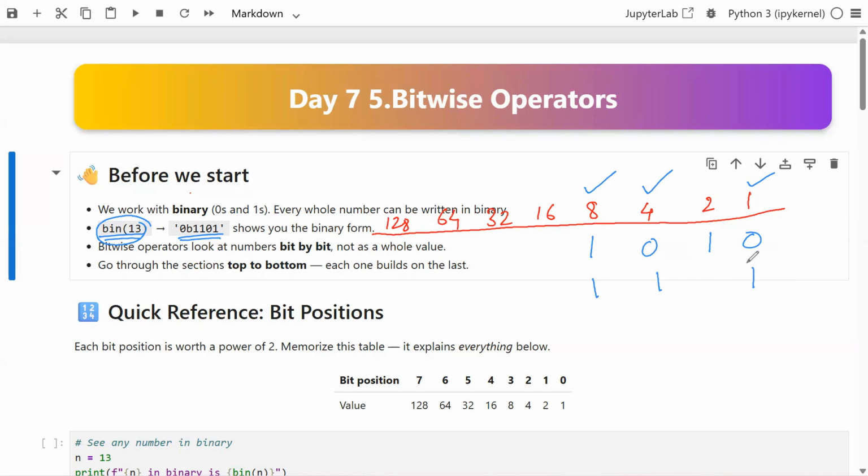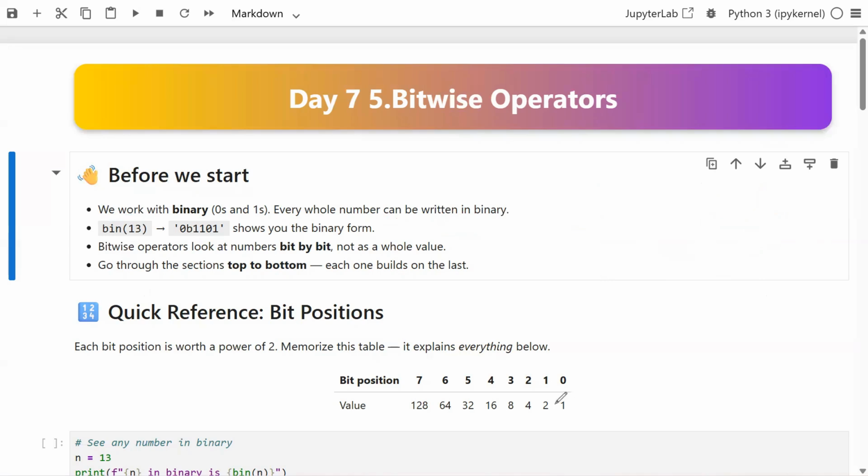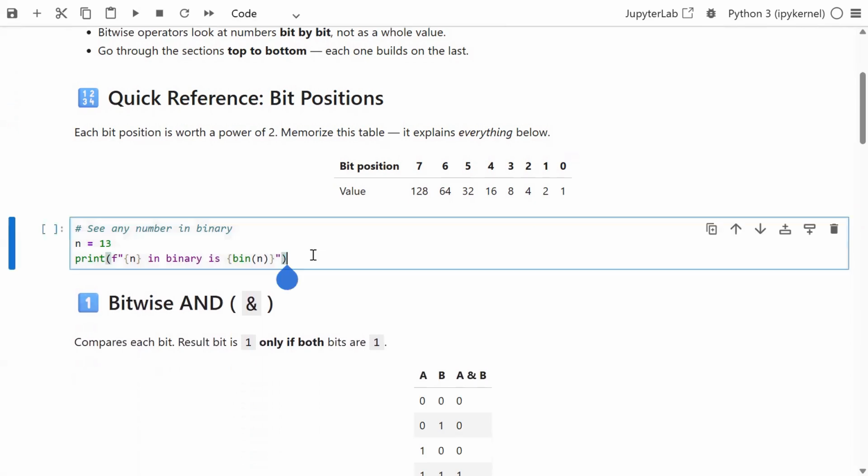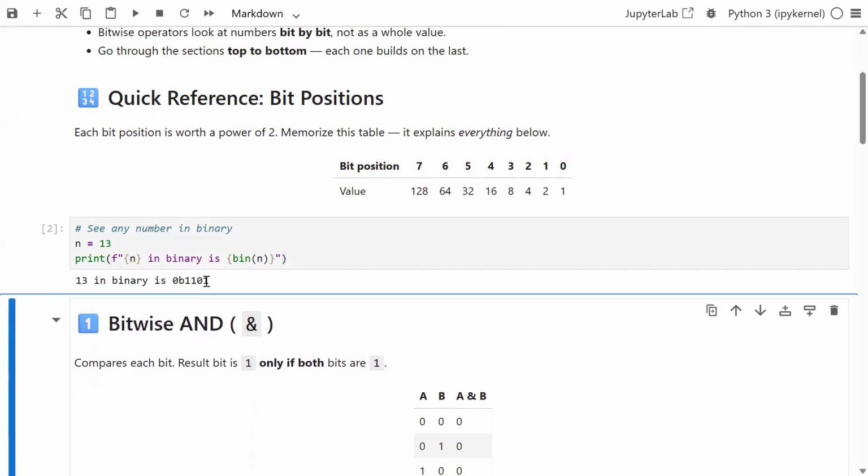Here, these are the bit positions. One's bit position is 0, two's bit position is 1, till 128. This is 8 bit. So the binary number of 13 is 1101.